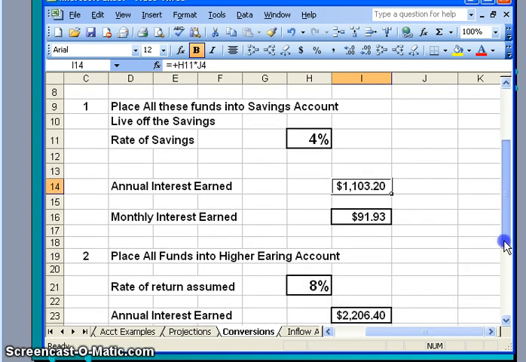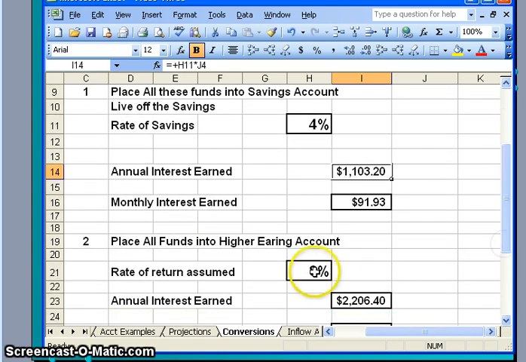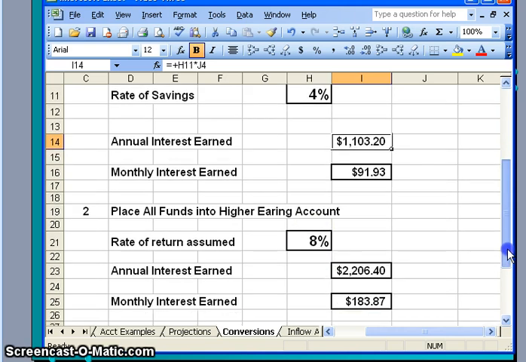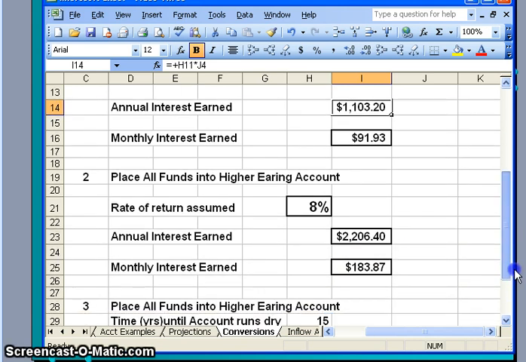If we take that same amount and earn it, let's say, in a mutual fund account that might throw off 8%, and we only take off the interest, that'll throw off $183 a month. So we're looking at this monthly amount that it could throw off. Again, that's the idea of this gap.